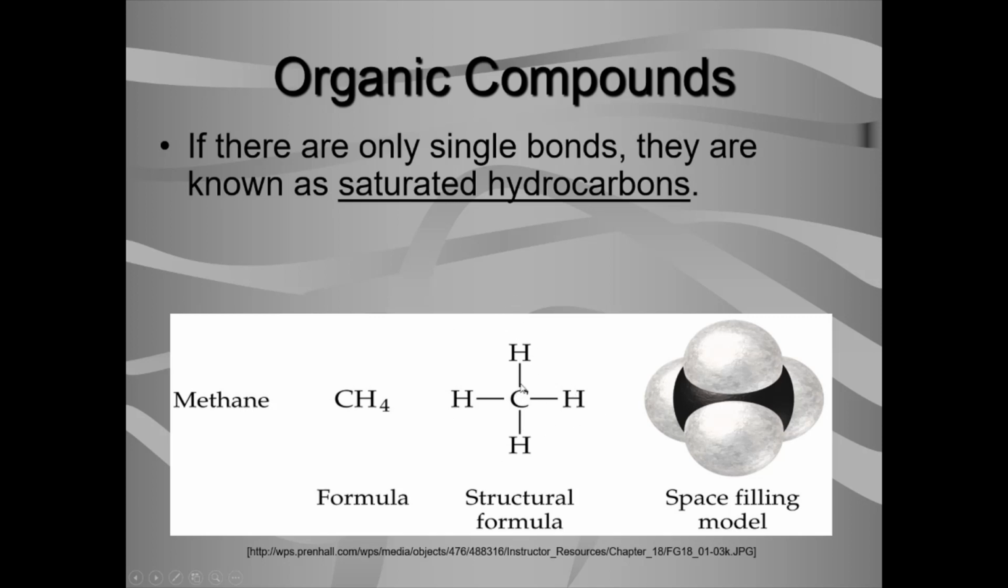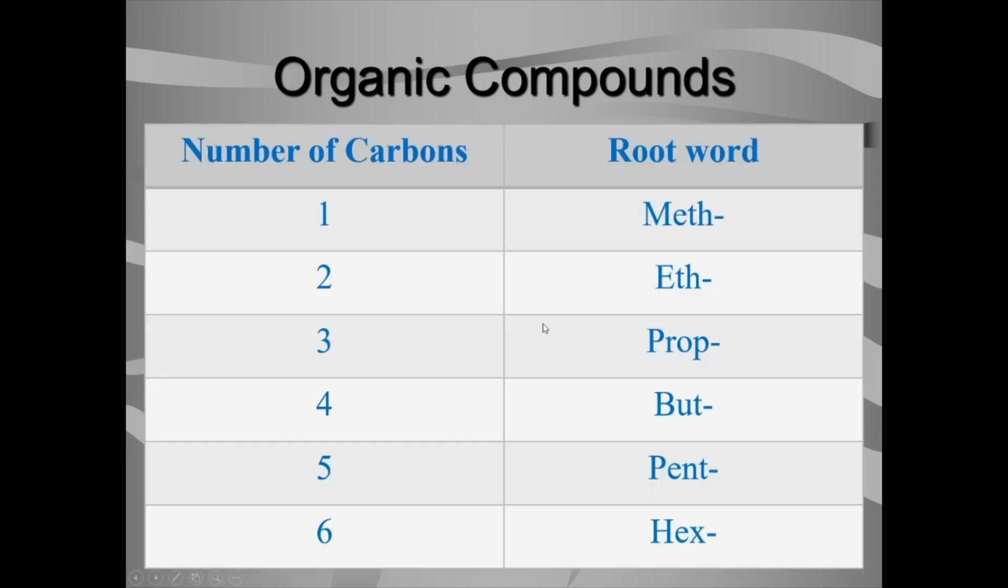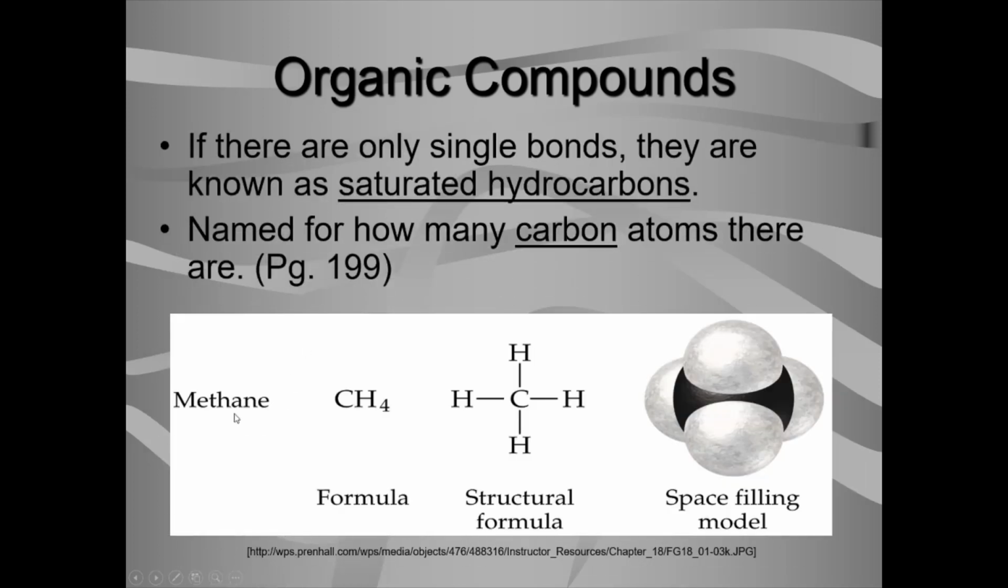So if you only see single bonds, that's saturated. Okay, so associate that both of these words begin with S, single and saturated. Okay, they are named for how many carbon atoms there are. So if there are only single bonds, they are always going to end in ane. So like for instance, meth for 1 carbon. So if we go back to our chart, meth is for 1 carbon, and then only single bonds, the ending is going to be ane.